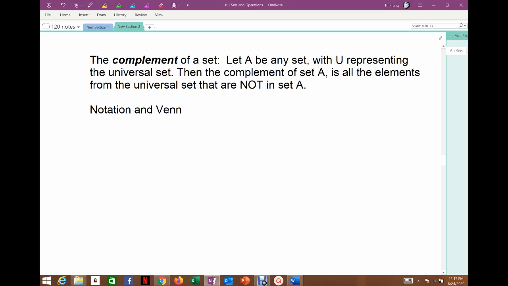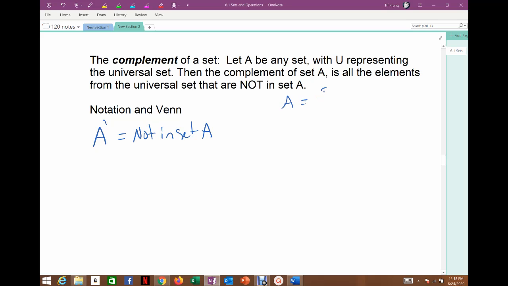The complement is what it seems. It's anything in my universal set that's not in set A, if set A is the one I'm looking at. So I have set A, and I've got my universal set. The complement of set A is all of the elements from my universal set that are not in set A. The notation for this is what's considered in mathematics a prime. A prime means not in set A.